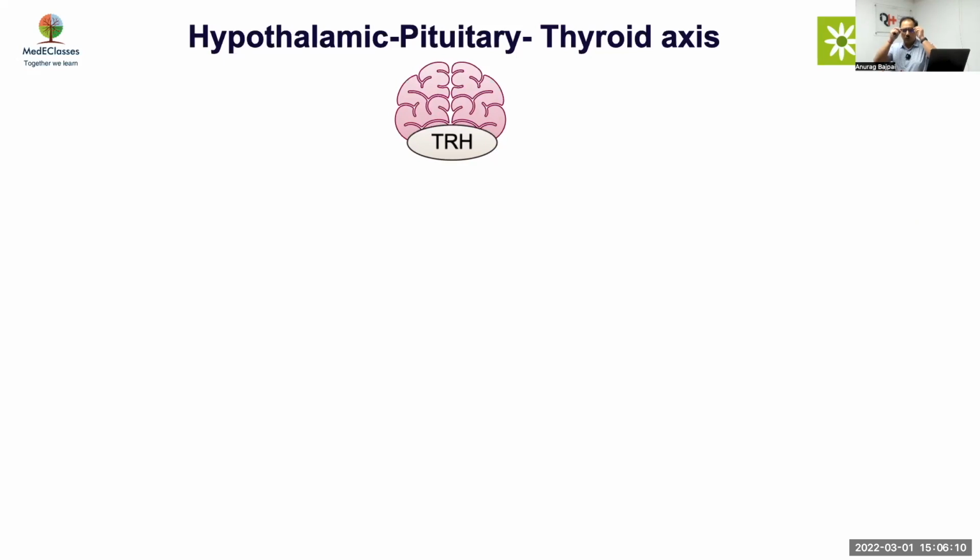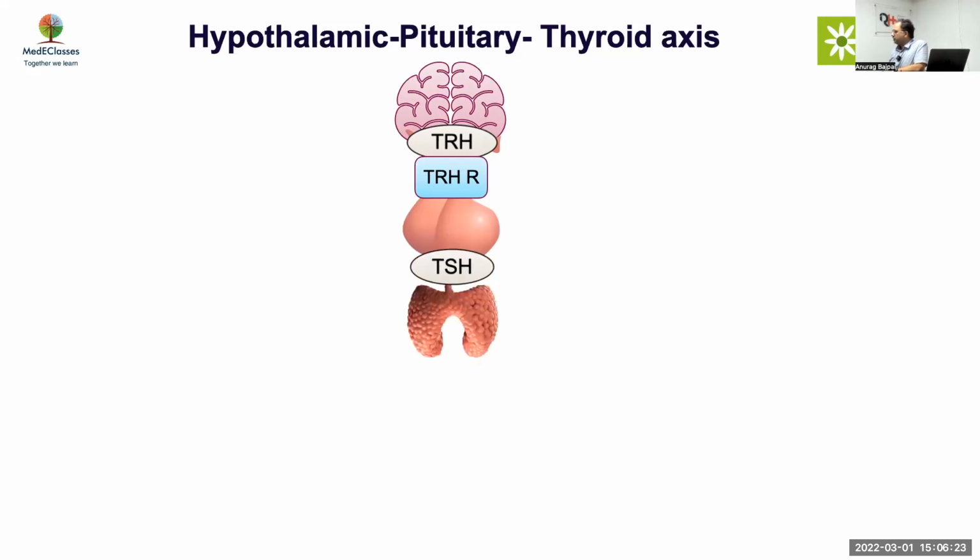The overall process is controlled from the hypothalamus. From the hypothalamus, thyrotropin releasing hormone, or TRH, is secreted, which acts on its receptor to cause release of TSH, which acts on its receptor to cause release of T4. Now, T4 is a prohormone. Many hormones are like this. Testosterone is also a prohormone. Why do I say testosterone is a prohormone?